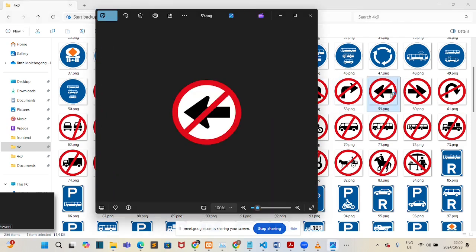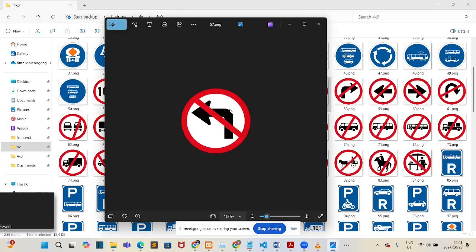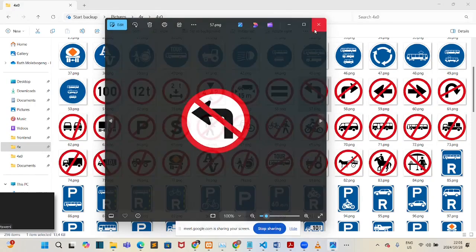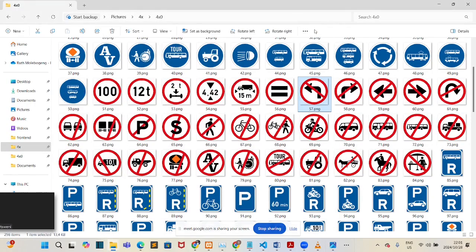Right. So C said you may proceed straight or turn right. That's correct. You are not allowed to turn left exactly there. You should either go straight or turn right. So A said you may not turn left at the next intersection. Like I said, that would be the sign, not the one that was shown there. Thank you, Tseho, for that one.